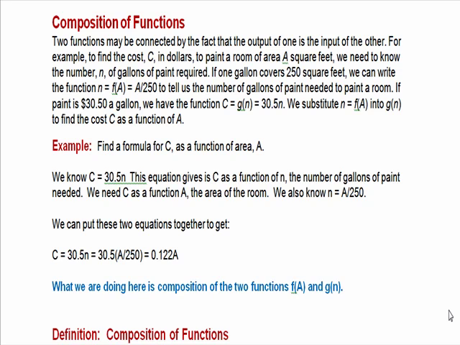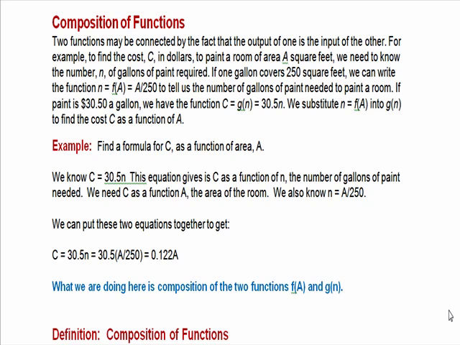So what we know is the cost is going to be 30.5 times n, $30.50 multiplied by the number of cans. This equation is going to give us cost as a function of n. But remember, we don't want cost as a function of n, we want cost as a function of area. So what we need to do is rewrite the n in a way that doesn't include the letter n, but instead includes the letter a.